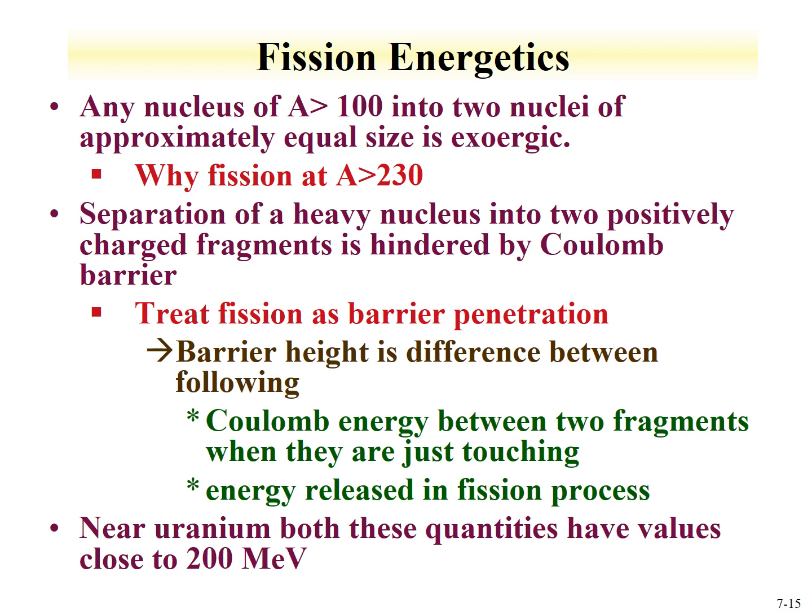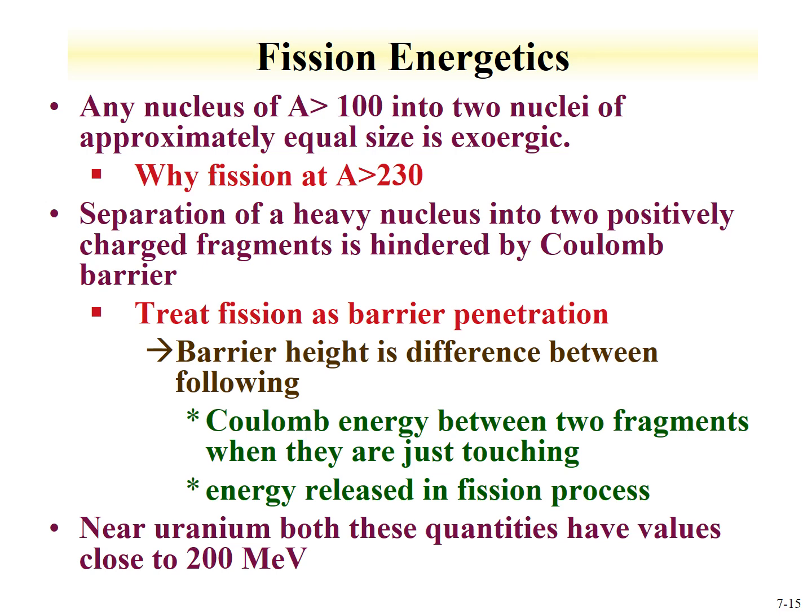The energetics of the fission process is what drives nuclear fission, but it's also something that we can use to evaluate which isotopes will fission and which ones won't. Fundamentally, any nucleus with an A greater than 100 can split into two approximately equal size pieces with resulting energy. However, why do we only see fission at about 230? Because the separation of a nucleus is hindered by the Coulomb barrier. You could treat this barrier as a penetration, what the particles would have to overcome in order to form two particles from a nucleus.